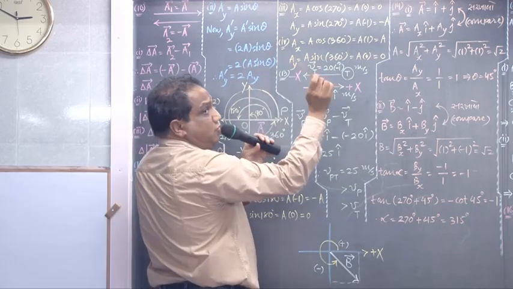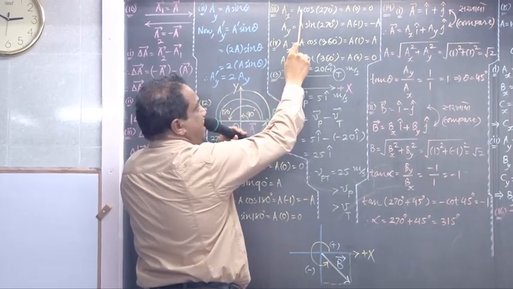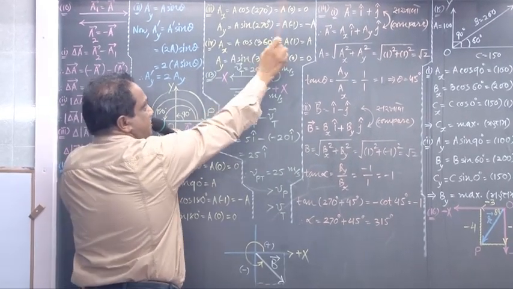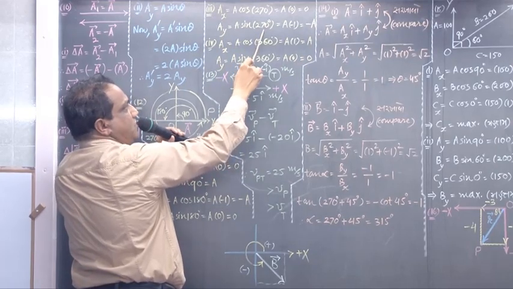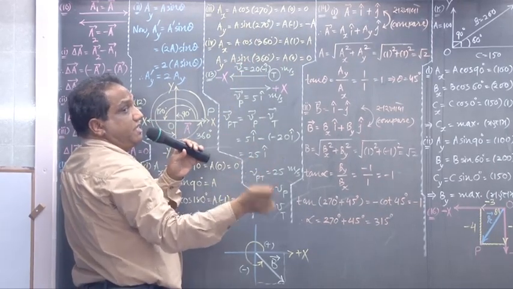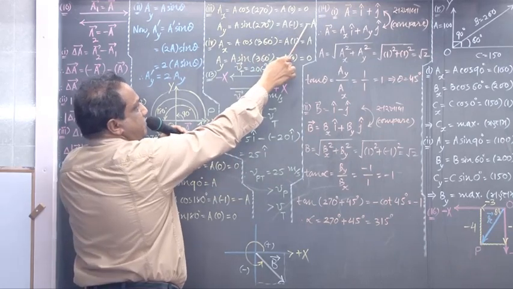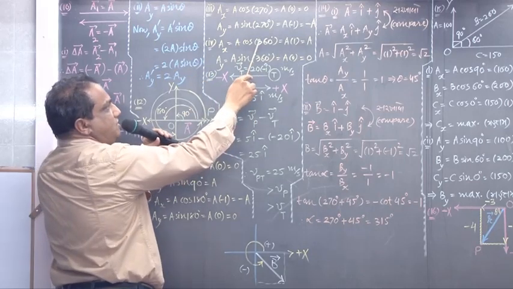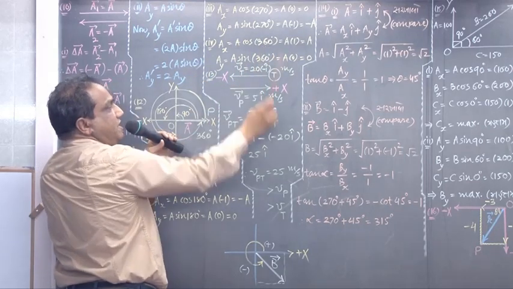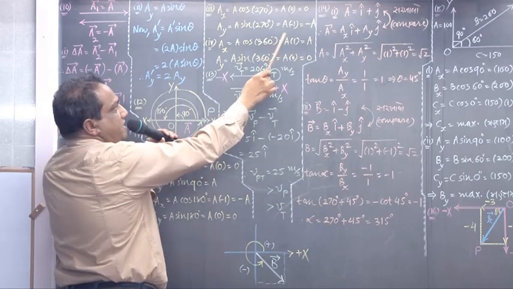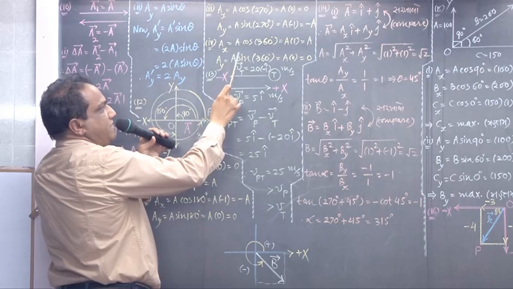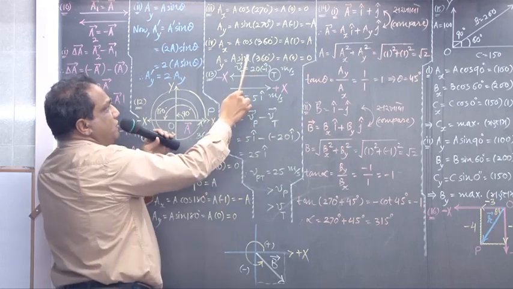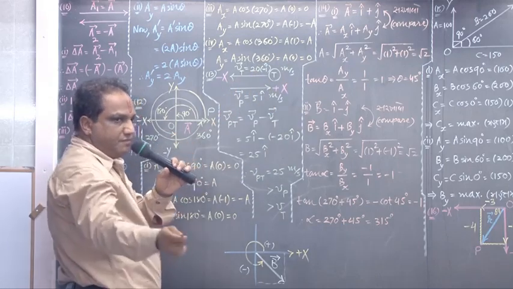Now in the third case, the angle is 270 degrees. Ax equals A cos 270 degrees. Cos of 270 degrees is 0. 0 into A will be 0. Ay equals A sine 270 degrees. Sine of 270 degrees is minus 1. Minus 1 into A, that is minus A. In the fourth case, the angle is 360 degrees. Ax equals A cos 360 degrees. Cos of 360 degrees is 1. 1 into A, that is A. Ay equals A sine 360 degrees. Sine of 360 degrees is 0. 0 into A will be 0. Simple. Next.